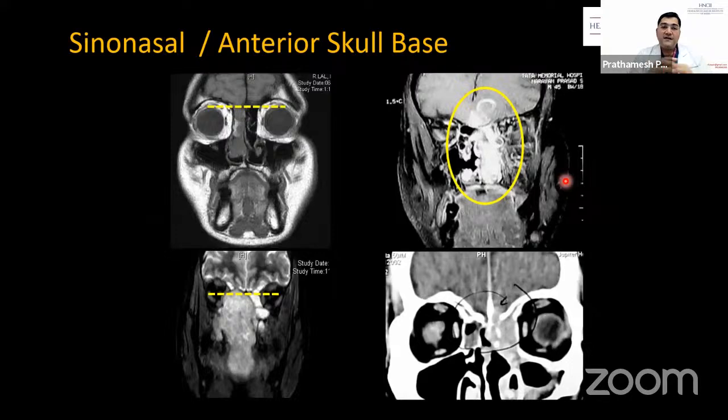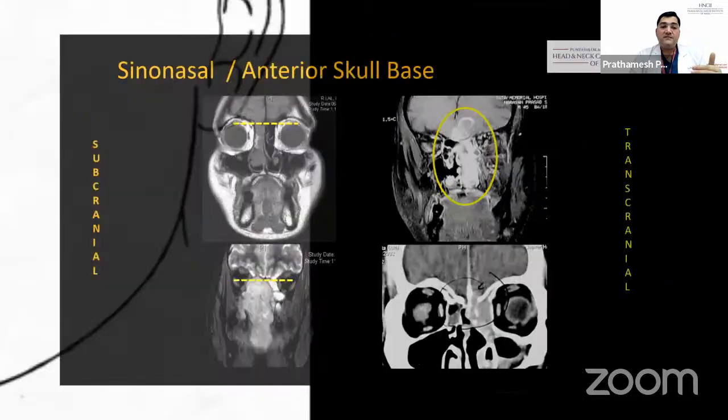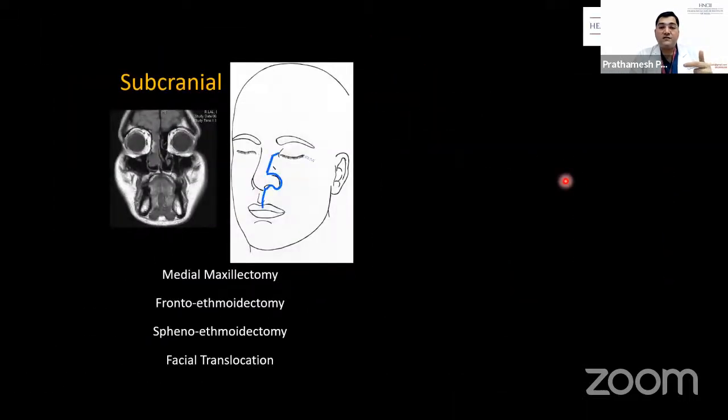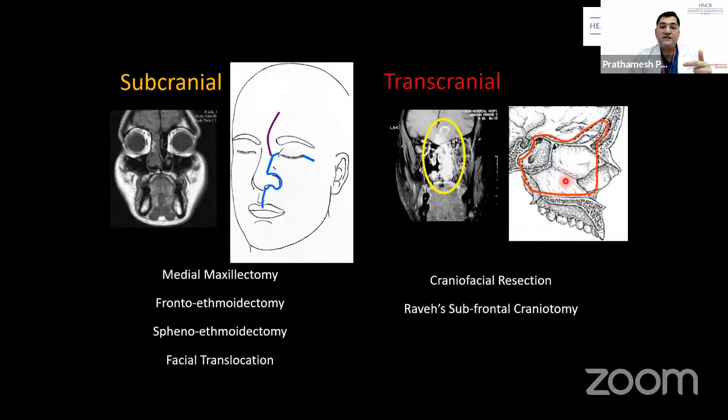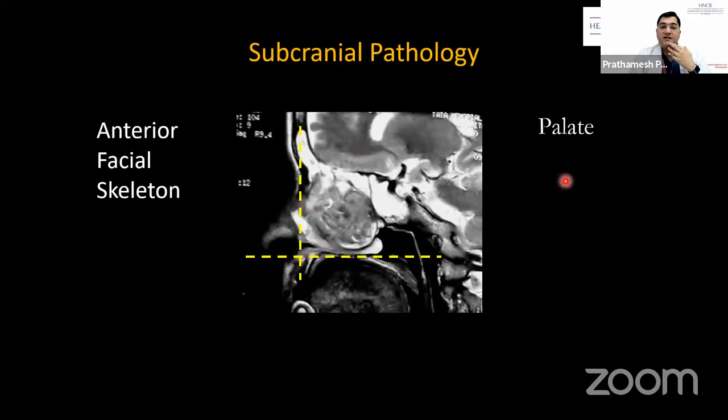So today, if you see sinonasal or anterior skull-base tumors, the most important consideration would be, is it subcranial or is it transcranial? Once you make this differentiation, it becomes very clear what your next step in the algorithm would be. Now, if it is subcranial, you want to see what structures are involved, because you know that you can do a resection of these via a subcranial access or using a combination of transcranial. So for a subcranial pathology, how do you know whether you will do an open or an endoscopic approach?